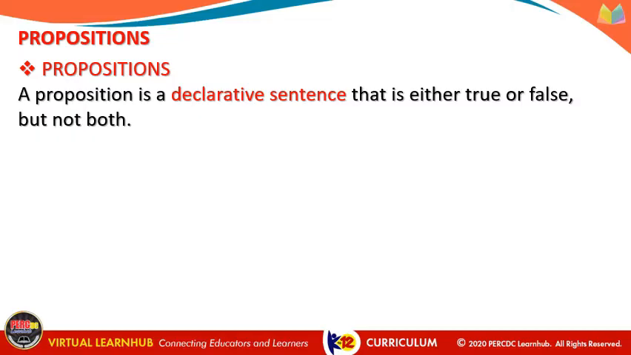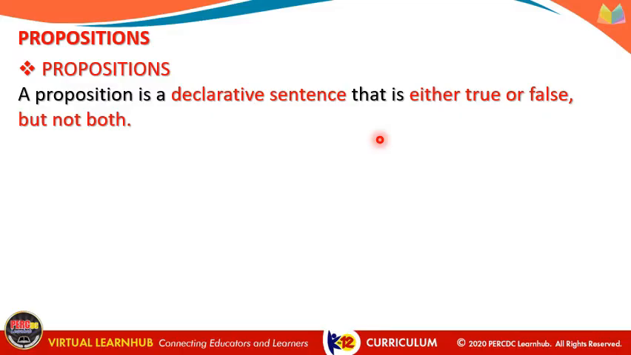Aside from being a declarative sentence, we have another condition for it to become a proposition. It says here that your declarative sentence must be either true or false, but not both. Now, this condition is actually very important. Not all declarative sentences can be considered as a proposition. So, it means that your sentence must be easily identifiable as true or false. Now, what does it mean exactly that it is either true or false but not both?